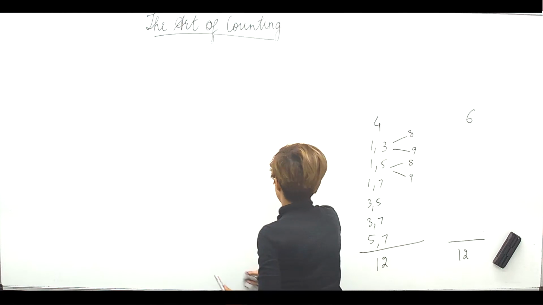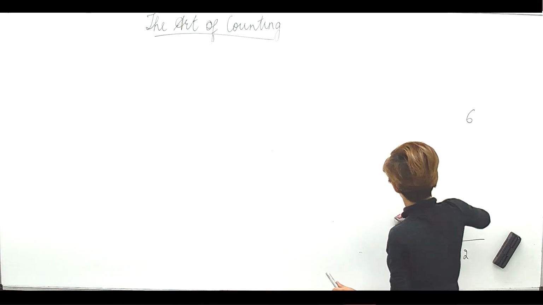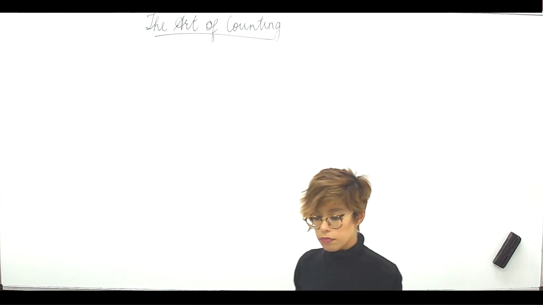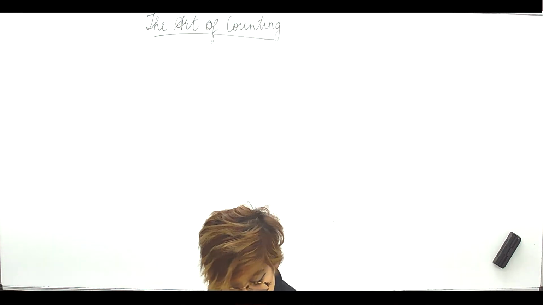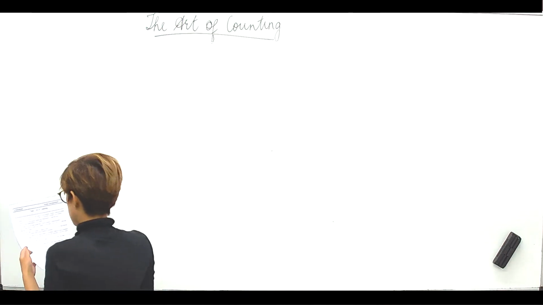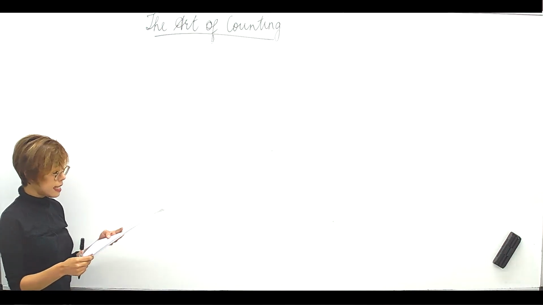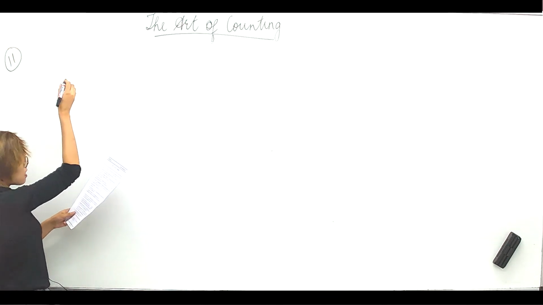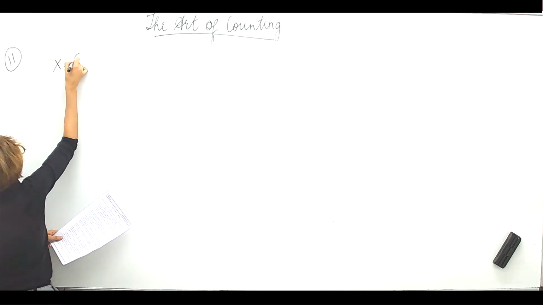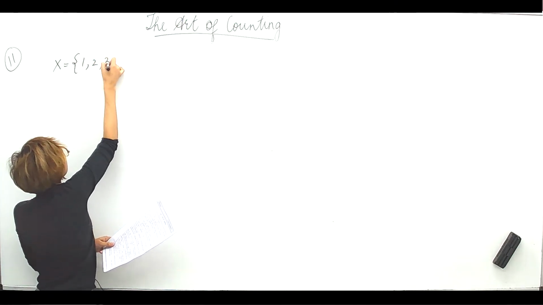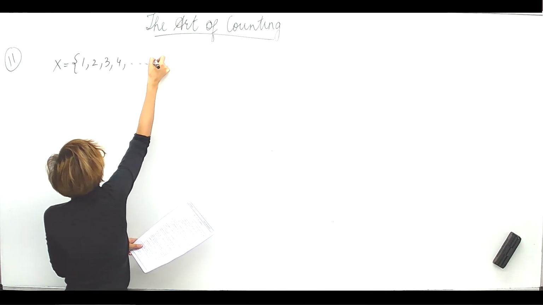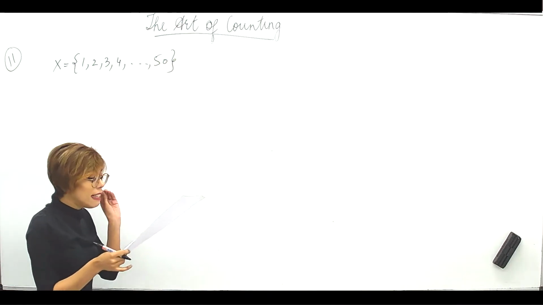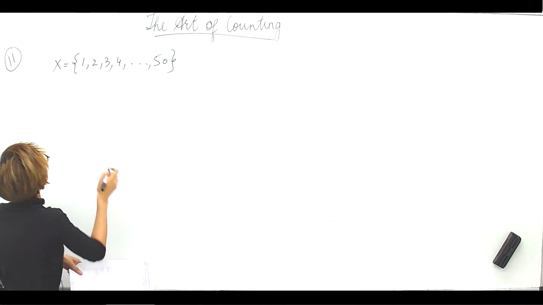Question number 11. Now, he says, consider the collection X, which contains 1, 2, 3, 4, so on till 50. Find the number of ordered triplets A, B, C.